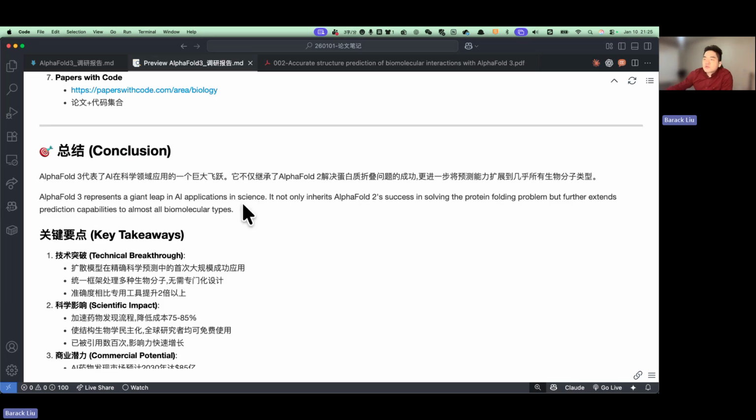So, conclusion: AlphaFold 3 represents a giant leap in AI application in science. It not only inherits AlphaFold 2's success in solving the protein folding problem, but further extends prediction capabilities to almost all biomolecular types.